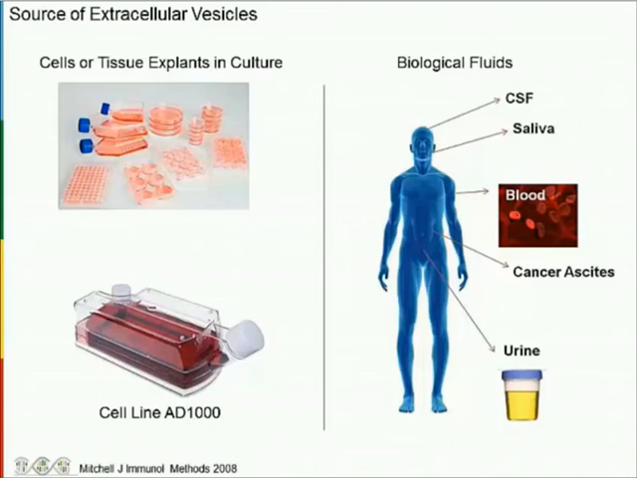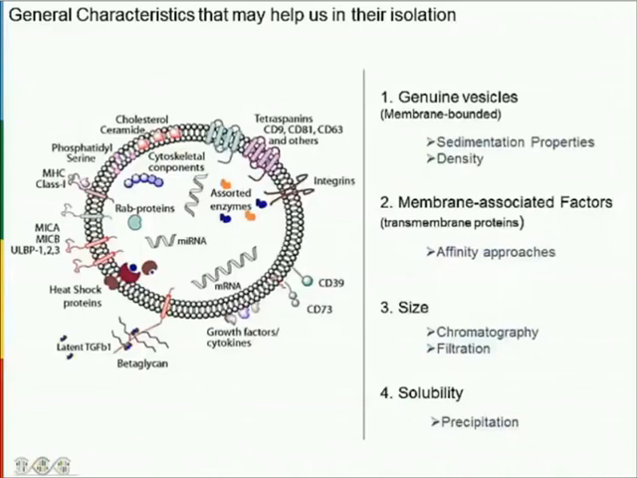So if you look at this cartoon, it shows you a vesicle structure replete with a whole bunch of components, both inside, protected inside the lumen of the vesicle, and also on the outer membrane of the vesicle too. So what are the characteristics of this structure that we might be able to take advantage of in order to isolate these things out from more complex fluids such as blood or urine?